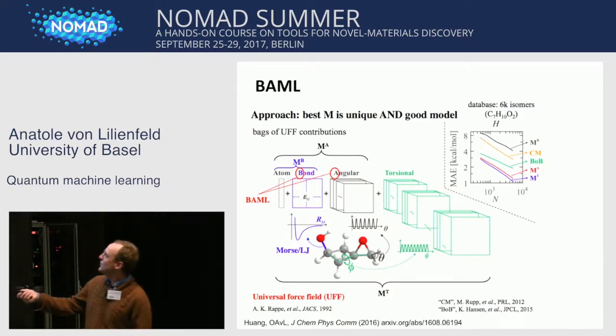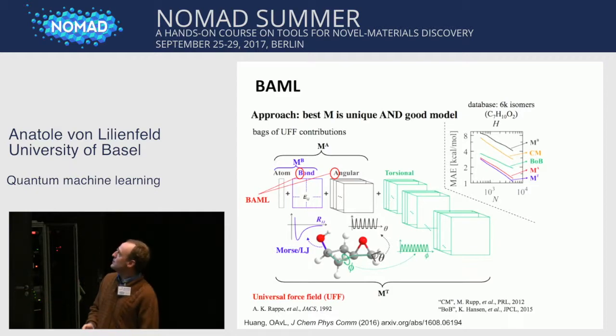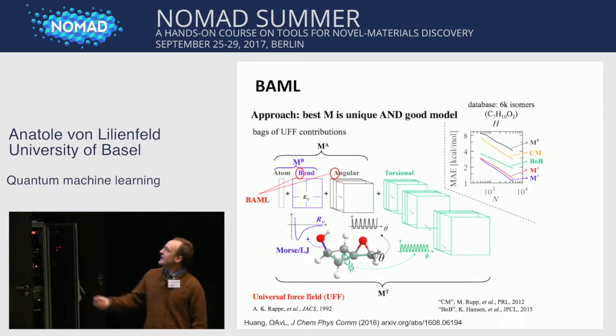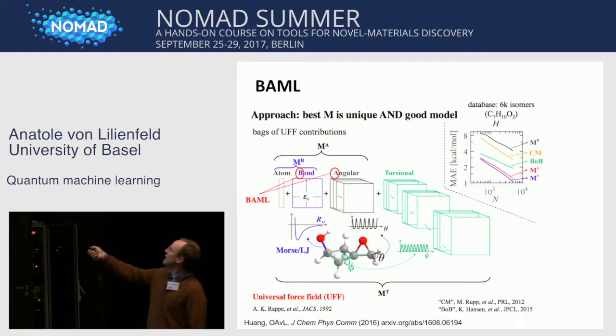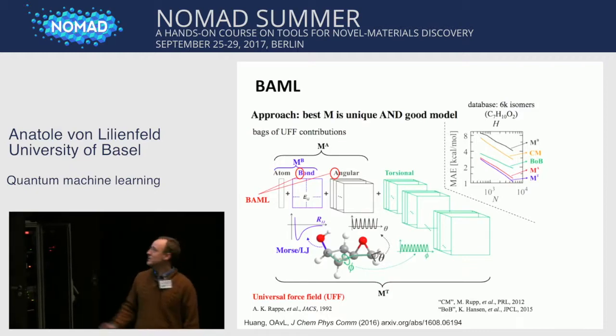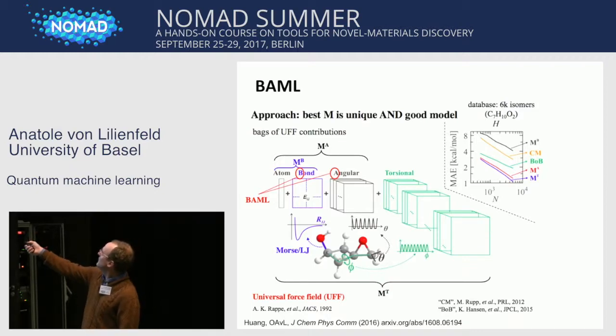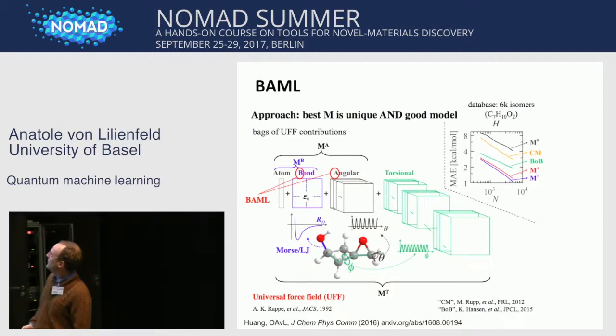And we took this universal force field, which was published in the 90s by Goddard and Rappe, and we included bonds, angles, and torsions using these parameters. And what you see here is bonds, angles, and torsions, learning curves coming down systematically on these molecules. For reference, the Coulomb matrix is also included.